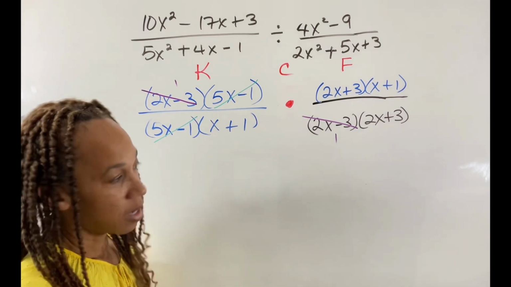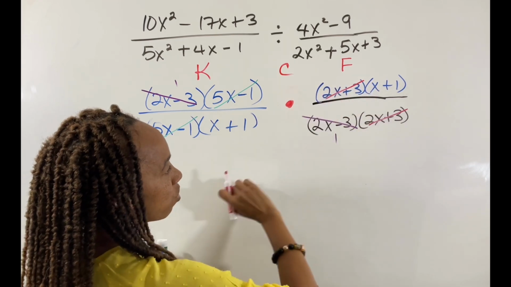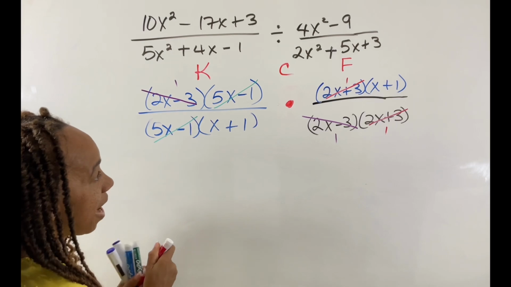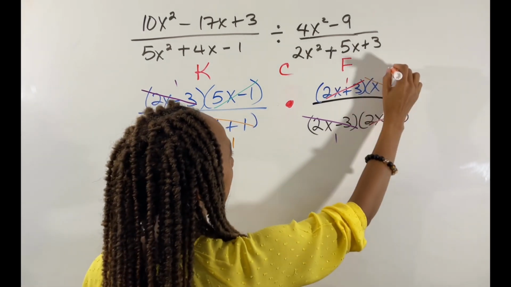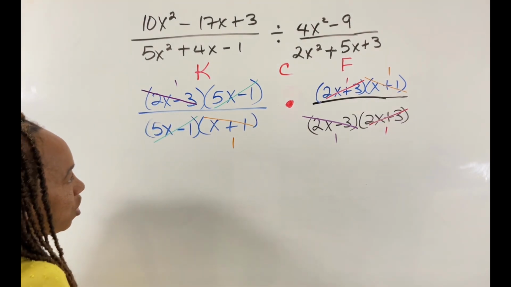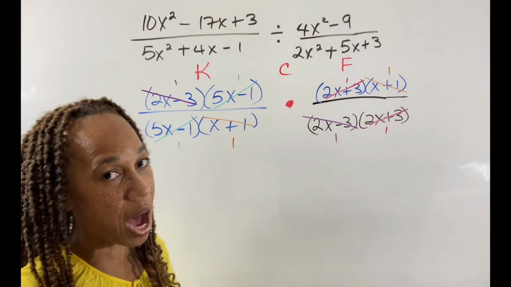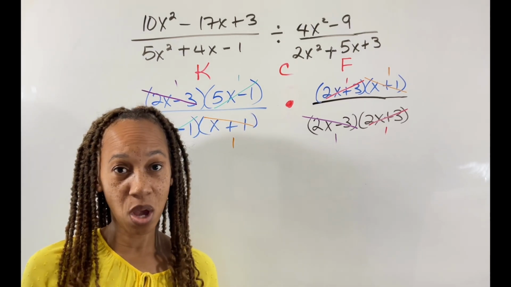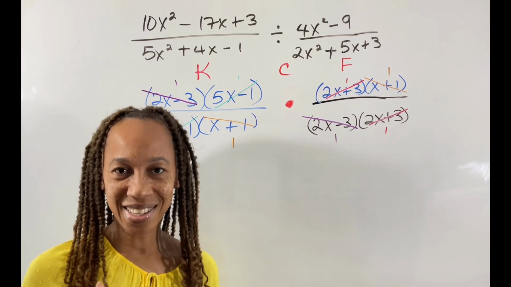The next thing, we are going to look at what we have, and we notice that we have a 2x plus 3 here and a 2x plus 3 here. We cancel that out. We are left with 1. And guess what? We have an x plus 1 here and an x plus 1 here. If you were paying attention, you'd have noticed that I forgot to put the 1 here and the 1 here. I just don't want you to cancel out and just not put the 1 there, because some students might want to say to me, oh, it's nothing. But guess what? It is something, because it's a 1.